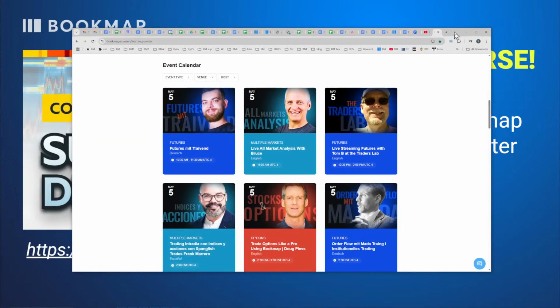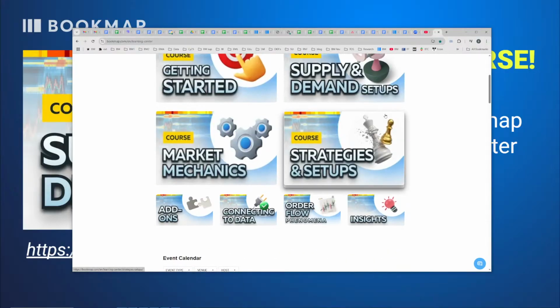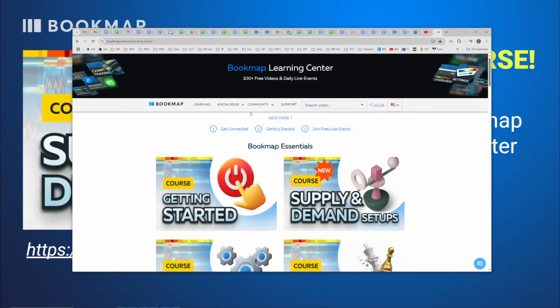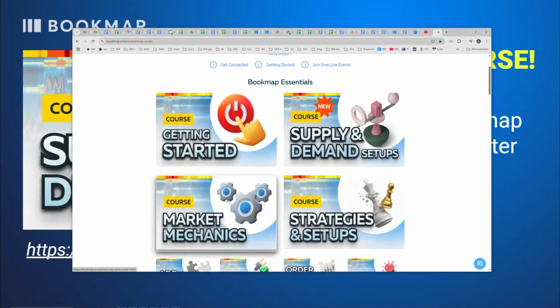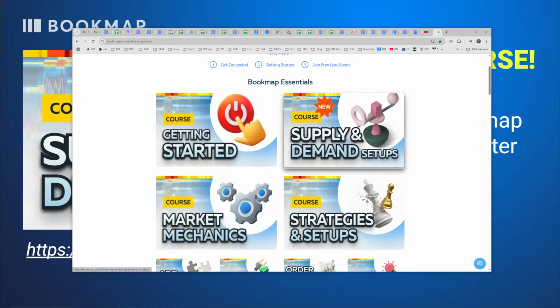All right, so just to let you know about the events, but the course material in here, this is what we came here for. So if you're new to Bookmap, you probably want to go through the Getting Started course, getting up and running, and then maybe the Market Mechanics course that will go through how to read these markets and how these markets actually operate. What are the mechanics behind it? And then the supply and demand setups in here.